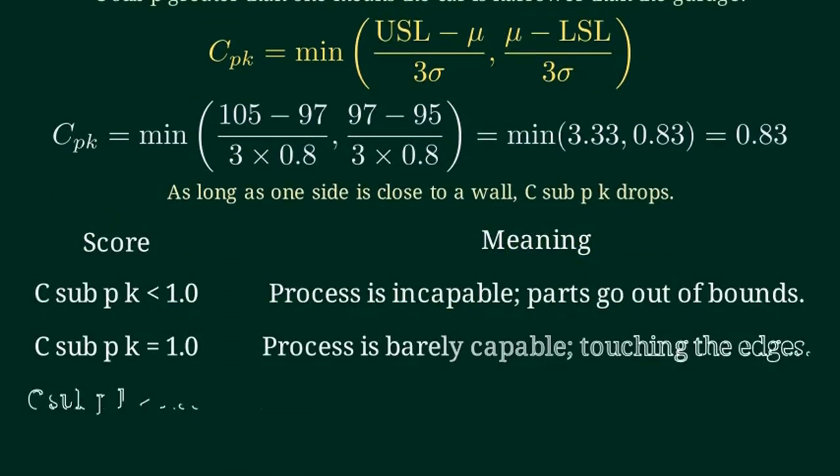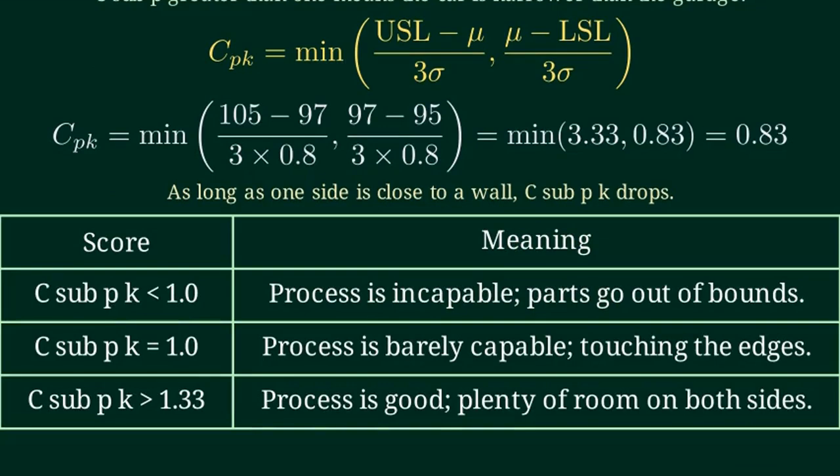Here is a quick summary. If C sub Pk is below 1, the process is incapable and parts fall outside the limits. At 1, we barely touch the edges, and above 1.33, we have some breathing room on both sides. While C sub P and C sub Pk describe the potential capability during perfect conditions, we still need to look at how the process performs in the real world.